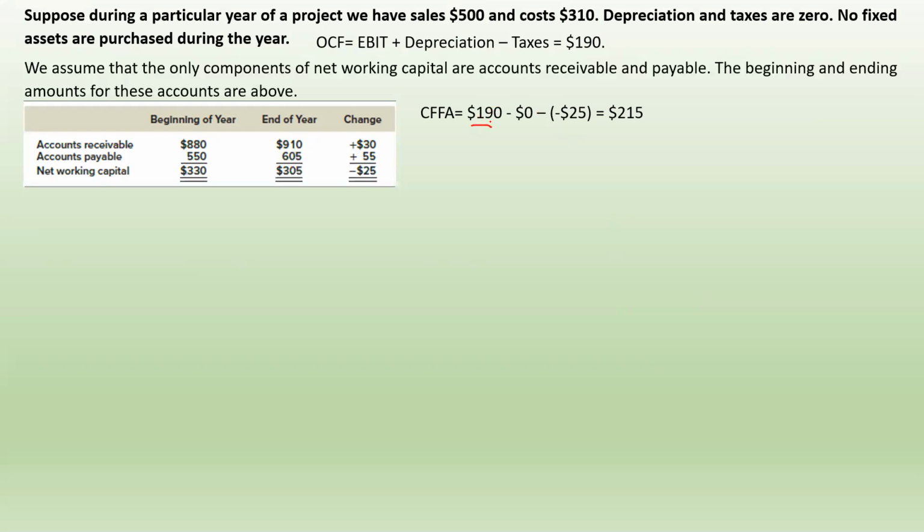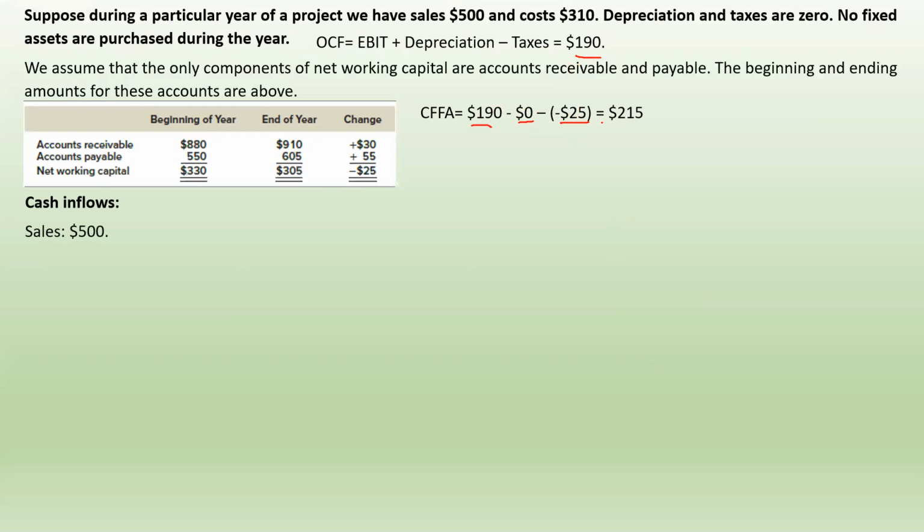Operating cash flow, this is 190 dollars, minus net capital spending, which is 0, and minus this negative $25, so it's $210. That is the cash flow from assets. Now let's use our formula and break it down into cash inflows and cash outflows.